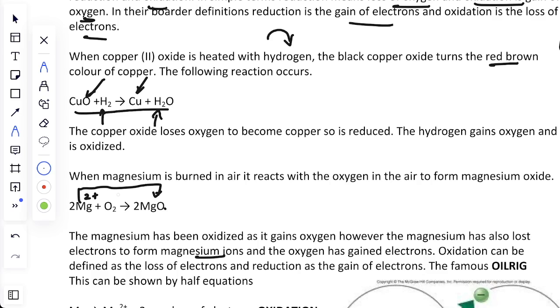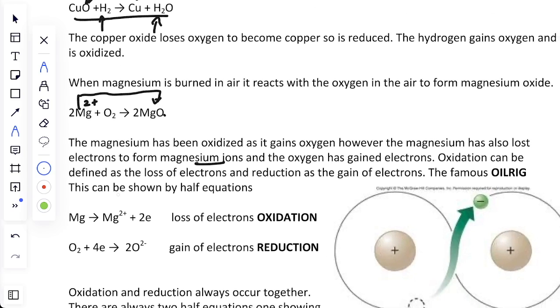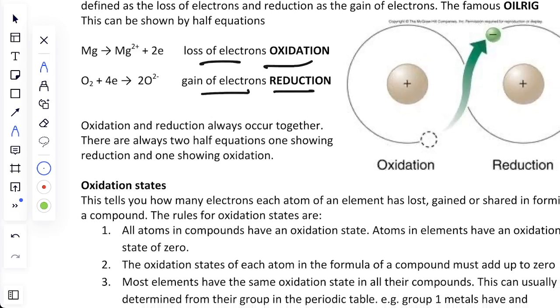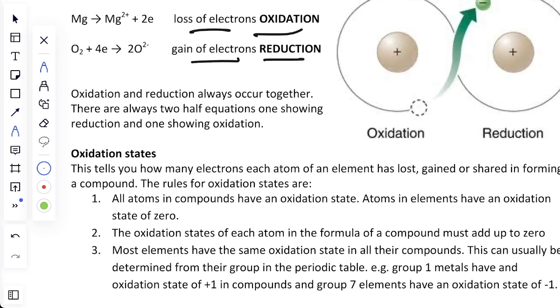And the famous OIL RIG can be used to help you with this. Oxidation is loss of electrons. Gain of electrons is reduction. Here it's a gain of electrons, here it's a loss. Oxidation and reduction always occur together. Remember that oxidation and reduction always happen together, and there are always two half equations, one showing each.